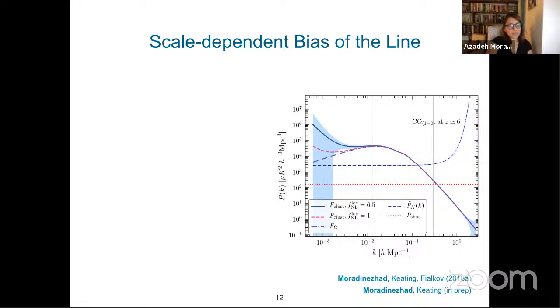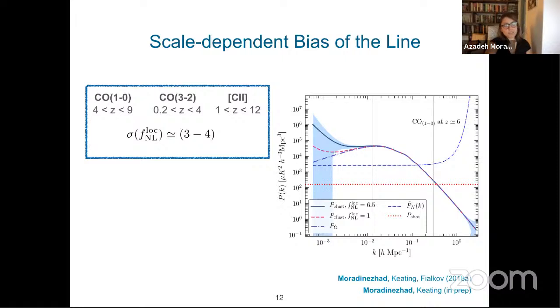So here on the right, I'm showing the power spectrum of the first rotational line of CO at redshift 6, and various lines here. The dotted red one is the shot noise contribution for this power spectrum, while the solid blue line is the total clustering power spectrum, including the contribution from non-Gaussianity, let's say with FNL of 6.5. And the blue dash-dotted one is the instrumental noise.